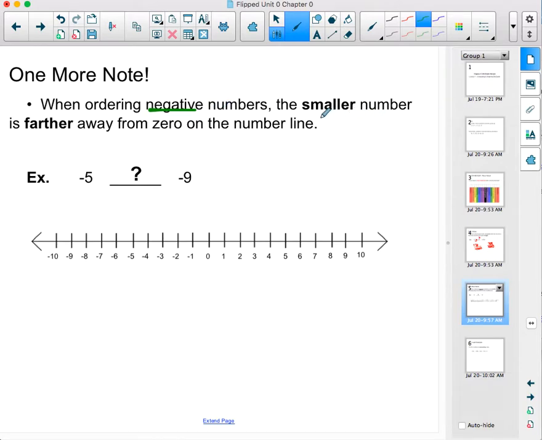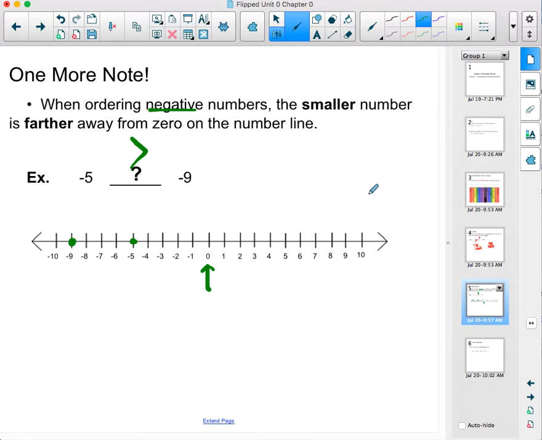When ordering negative numbers can be tricky sometimes. Remember, the smaller number is the one that is farther away from 0 on the number line. So here we are asked to compare -5 and -9. Here is my number line. 0 is my focal point there. Okay, 0 is my big important number. If it's farther away from 0 on the number line, we know it is the smaller number. If it's closer to 0, we know it is the larger number. So let's plot them. -5 is right here. -9 is farther down the number line. So that tells me that -9 is the smaller of the two numbers.